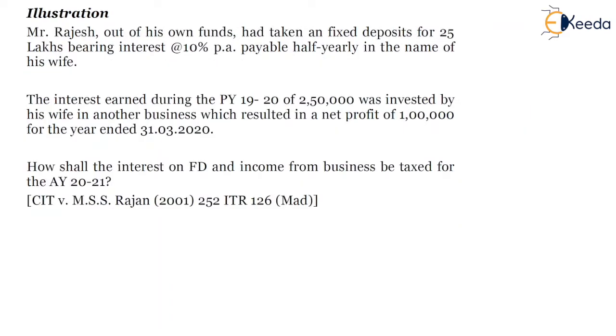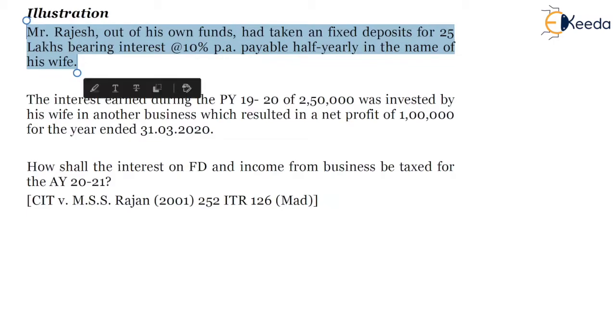So friends, in next illustration, Mr. Rajesh, out of his funds, had taken a fixed deposit for 25 lakhs bearing interest 10% per annum, payable half yearly in the name of his wife. So out of his own funds, friends, Mr. Rajesh has taken a fixed deposit. However, he has instructed the bank to deposit the interest income in the name of his wife. So here, asset has been transferred to the spouse without adequate consideration, and accordingly clubbing provisions of 64(1) will be applicable.